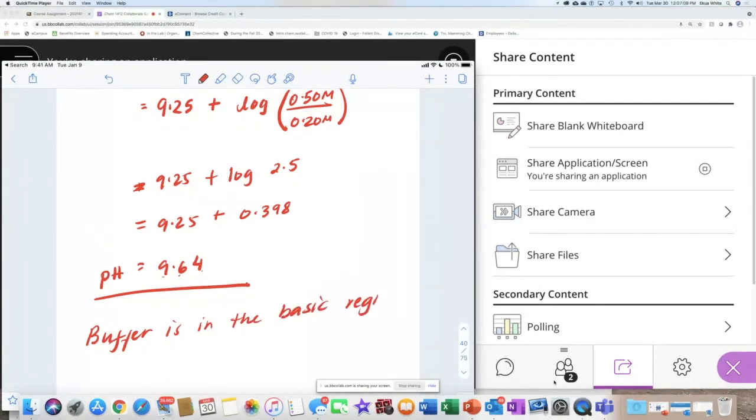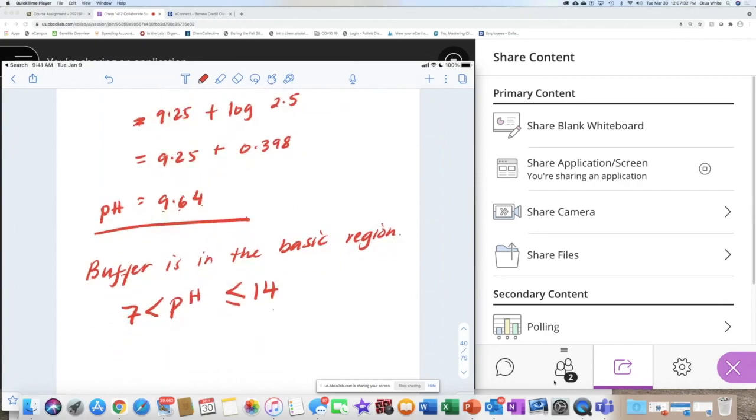Remember, basic region is greater than 7. How about greater than? Oh my goodness. I can do this, y'all. I can do this. Hold on. I put the pH is greater than 7, right? But less than or equal to 14. That's what I meant to say.